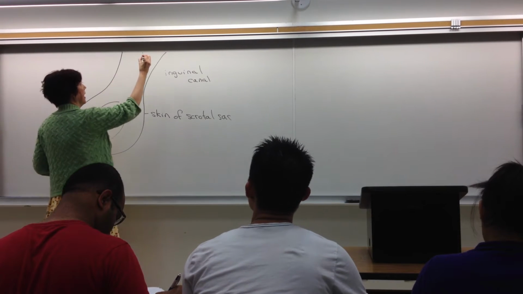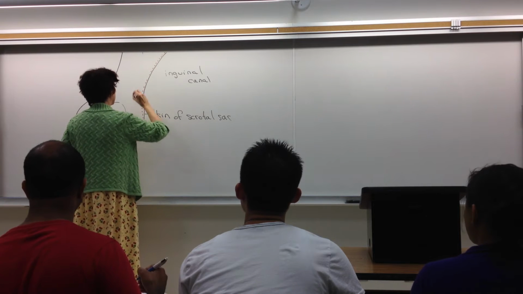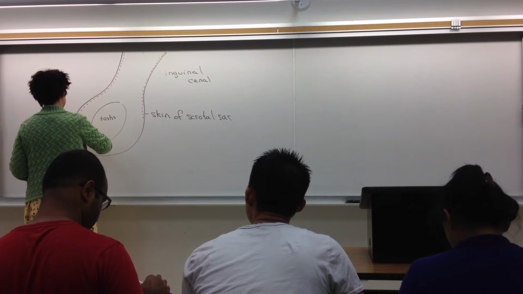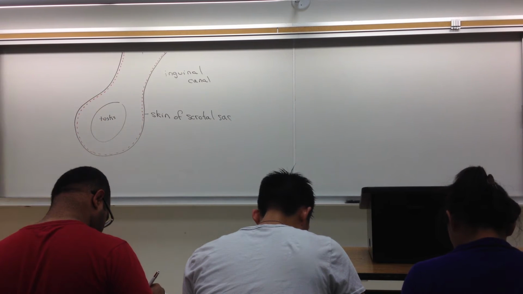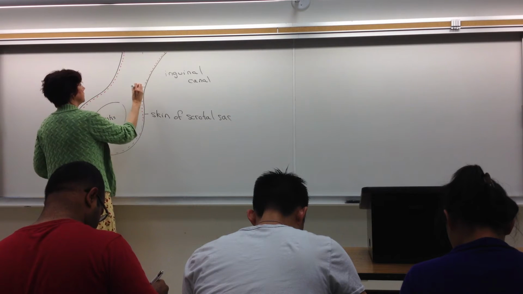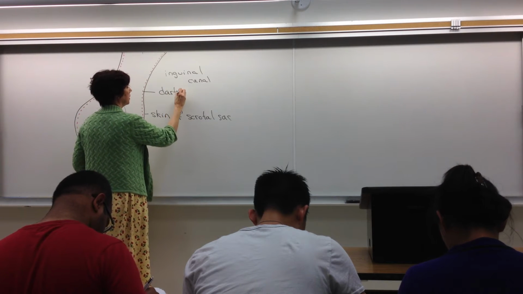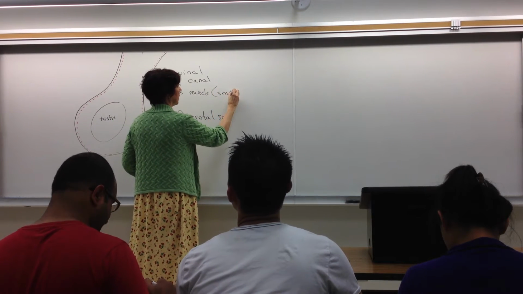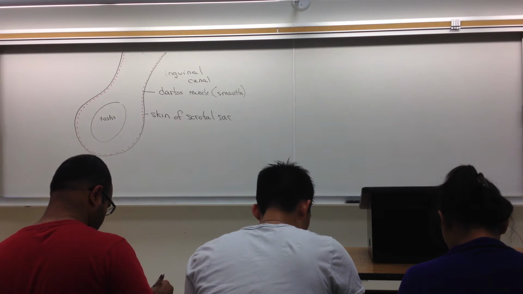Just deep to the skin, we have a layer of smooth muscle. It's within the connective tissue, deep to the skin. This is smooth muscle, and so it's going to be controlled by the autonomic nervous system, and it's named the dartos muscle. It will contract and reflex to cold.